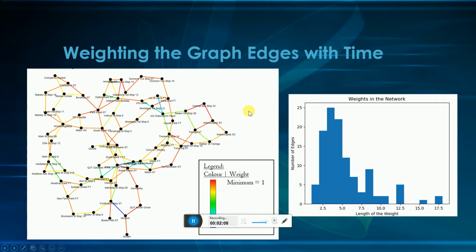and the edges of the graph on the left have been colored to represent the weights, with red edges being faster and blue edges being slower.